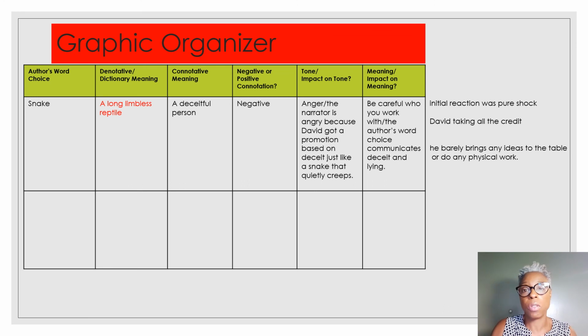And what supports my answer is David got the promotion by lying, and the people who thought he deserved the promotion have no idea that David is nothing like he portrays himself to be. And the connotative word snake helped to determine that she is angry because she refers to him as a snake. And finally, the last column, what does this mean, or what is the overall meaning, is that anyone working to complete a task as a team should be careful that you don't work with someone like David, who has all the characteristics of a snake, but in a human form. The author communicates deceitfulness using the connotative meaning of snake.